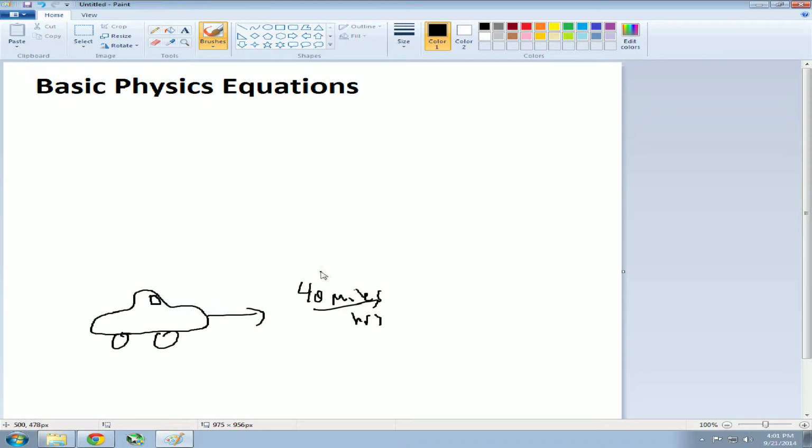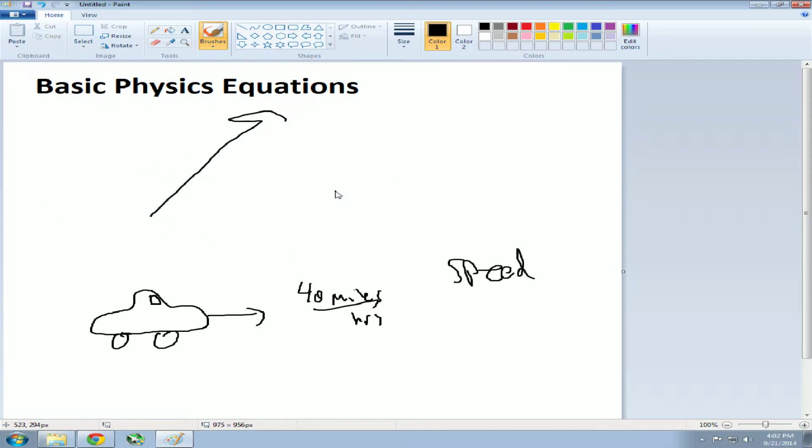This is the speed of the car. We call it the speed. What this means is it traveled 40 miles in 1 hour. This is a ratio of how many miles per hour you go.